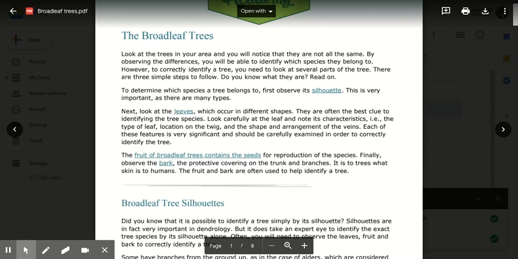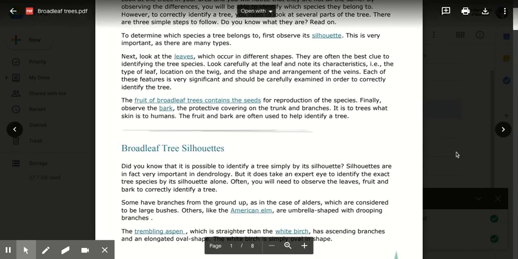For example, the type of leaf, the location on the twig, and the shape and arrangement of the veins, which you see in the middle of the leaf. They're like the vessels going through. Each of these features is very significant and should be carefully examined in order to correctly identify the tree. The fruit of broadleaf trees contains the seeds for reproduction of the species. Finally, observe the bark, the protective covering of the trunk and branches. It is to trees what skin is to humans. The fruit and bark are often used to help identify a tree.